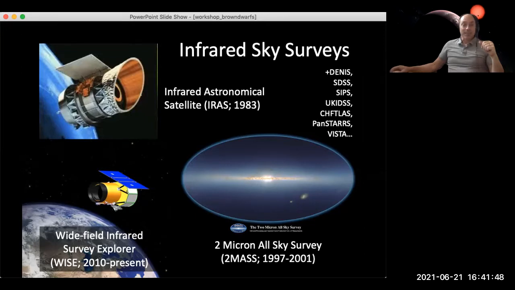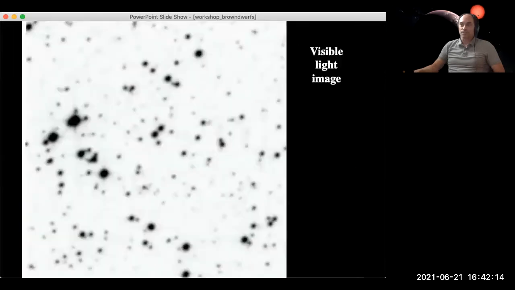And then more recently, there's been another satellite survey called WISE, which has been studying, again, the entire sky in the infrared and taking many, many exposures over years. And so we actually have also motion information, which we'll talk about a little bit later on. So these missions have allowed us to get a new perspective on the sky in the infrared, right at the wavelengths where these objects are brighter. And there's been several other surveys as well in addition to these.